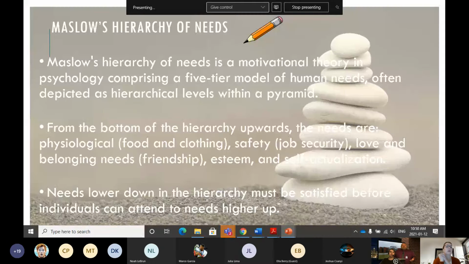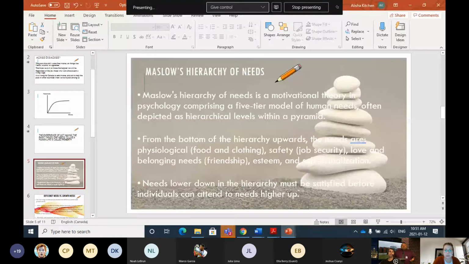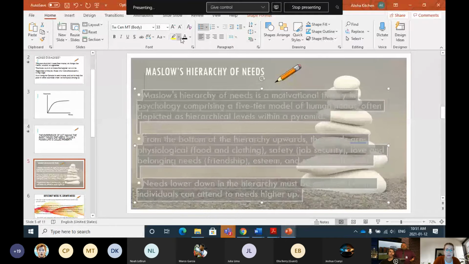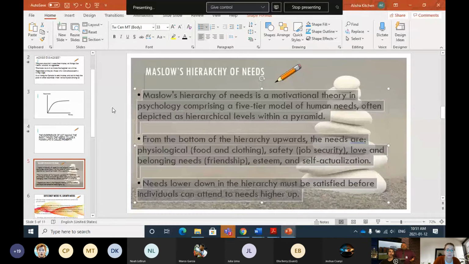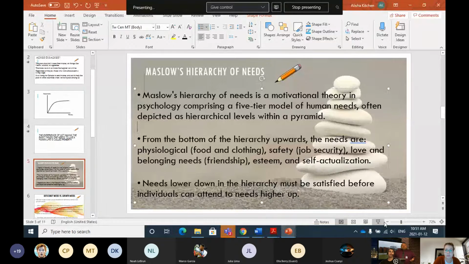Okay, so we're talking about Maslow's hierarchy of needs. You might have heard about this before, but Maslow was a psychological theorist, developmental theorist. So he came up with this. I'm sorry, guys. Can you read that? I'm just realizing the writing is pretty hard to read. Here, maybe I'll make it black. Is that better? Definitely better.